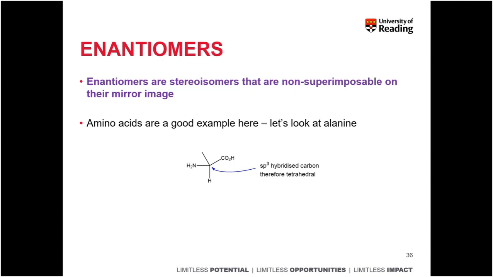Amino acids are a particularly good example here, so let's start by looking at alanine. The carbon marked on the diagram is sp3 hybridized and is tetrahedral, so it can have 4 bonds attached. In alanine, we have an amine, a carboxylic acid, a methyl group, and a hydrogen atom bonded to this central carbon. So if we change the way that 2 of these bonds are facing, we can draw structures which are still alanine, but they can't be superimposed upon itself.